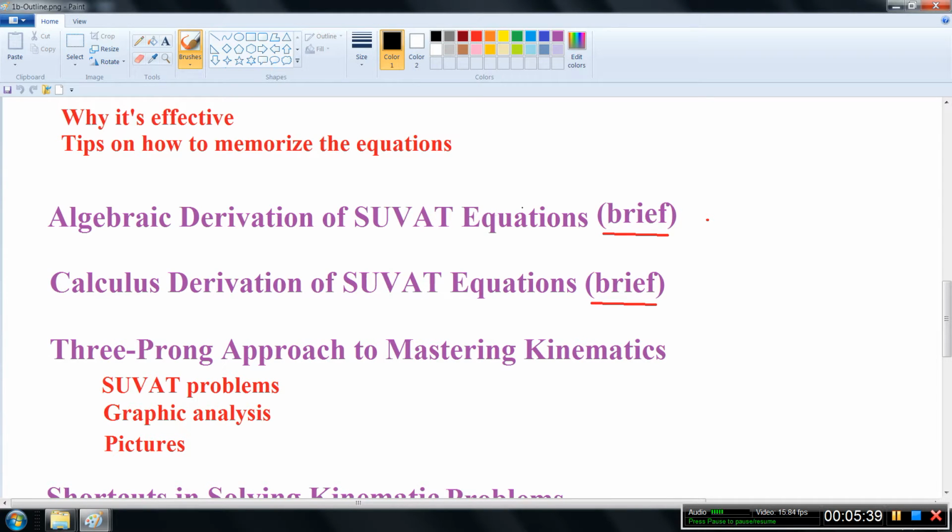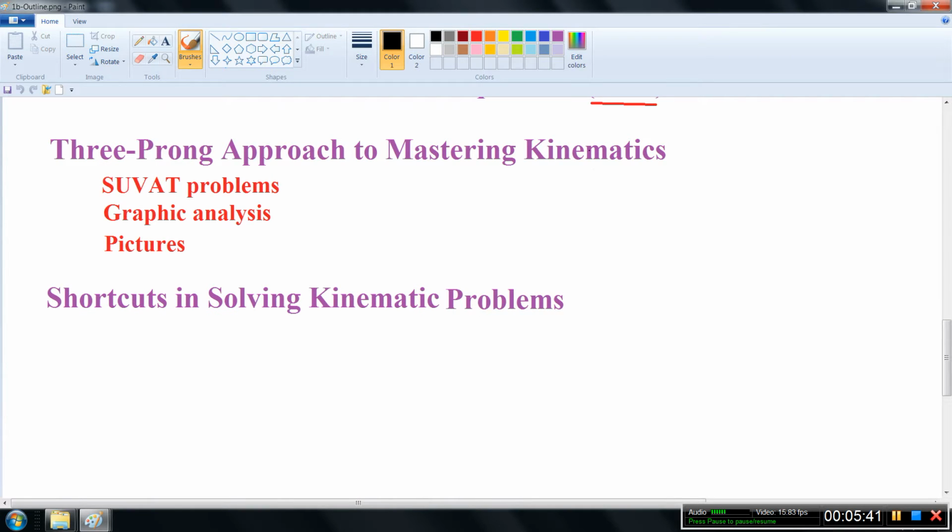Finally, I'm going to end with a three-prong approach to mastering kinematics. Some comments also about shortcuts in solving kinematic problems.